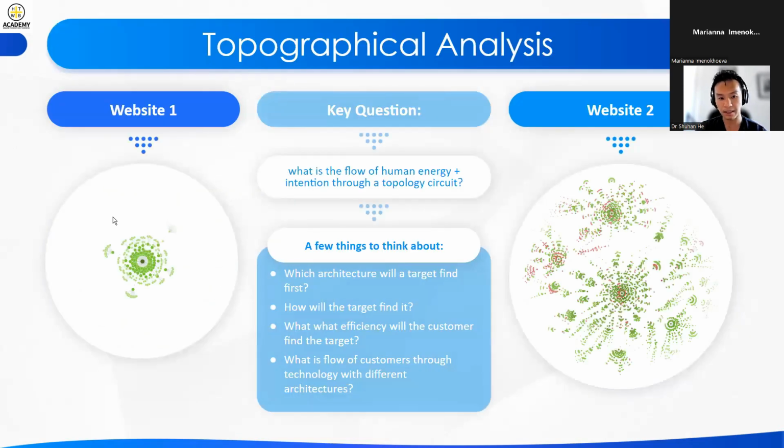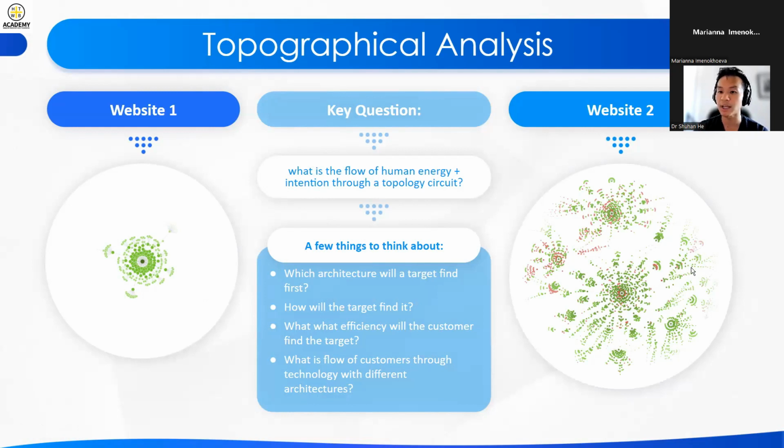So back to this, I'll give you another example. These are two topographical analyses of two different websites. Website one is a website. Website two is also a website. The same URL for the homepage, these are subpages, and this is a second web page. So I always want you to ask, which architecture will the target find first? In website two's situation, oftentimes it'll be much more specific and they will find exactly what they need.